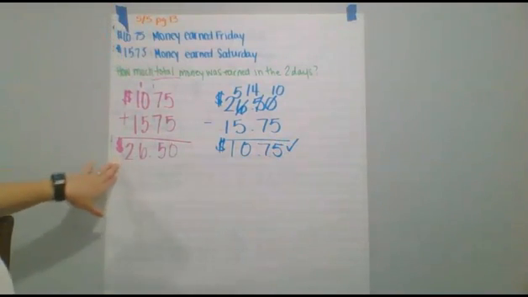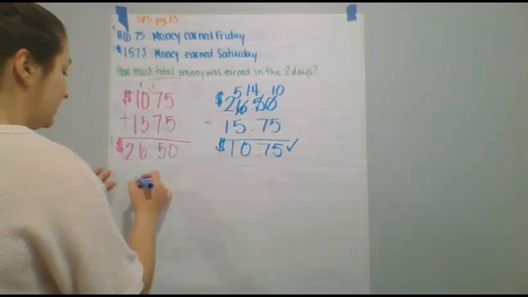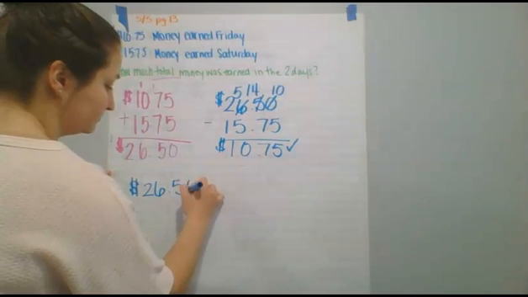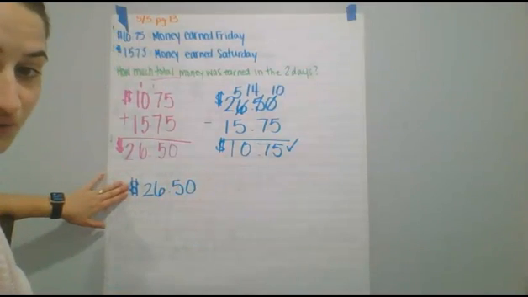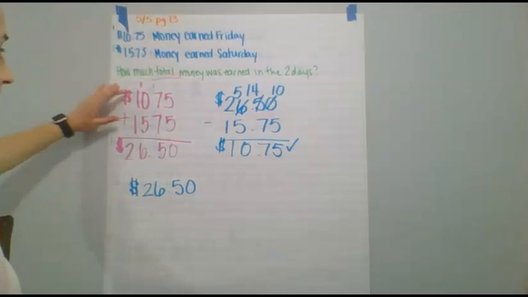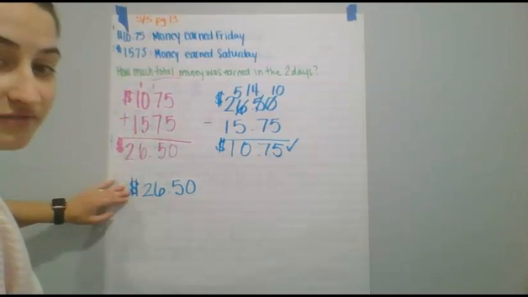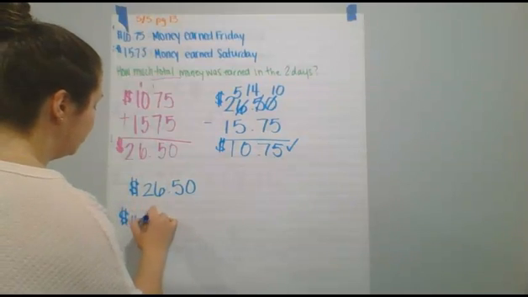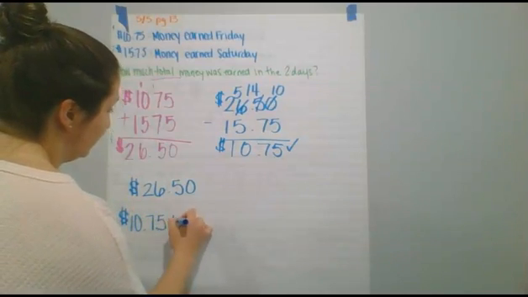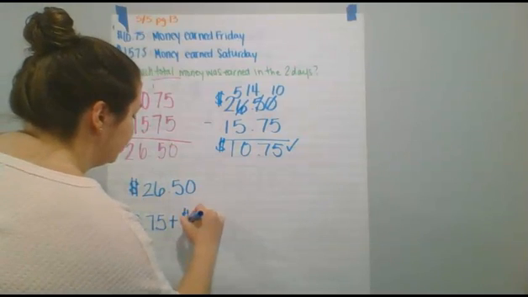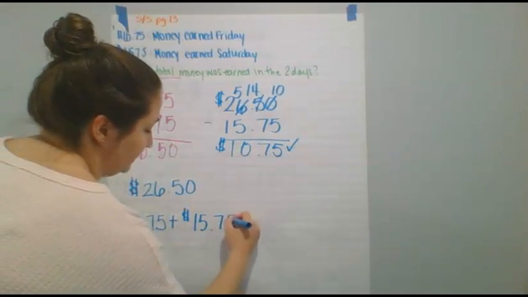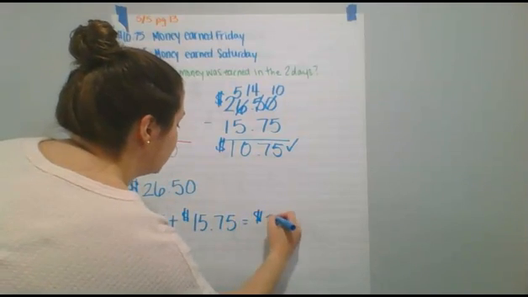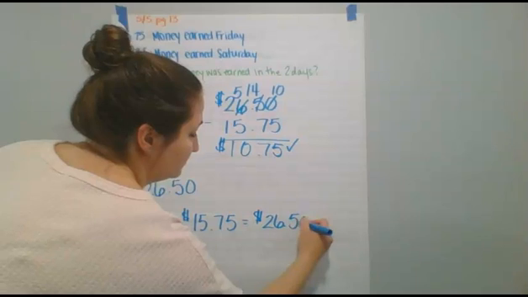So looking at this, our unit is money. So you want to make sure that you have a dollar sign listed before your answer. So she earned a total of $26.50. And then we want to make sure that when we list this out, everything has a dollar sign as well. So for our equation, we have $10.75 plus $15.75. And then our answer has a dollar sign as well, which is $26.50.